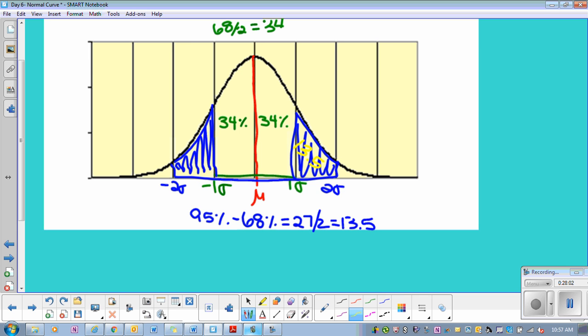You know what? I can't do that. So I'm just going to erase a little bit from here and just write that in. Yeah? 13.5. Use a different color. Yeah? Isn't that pretty good? Do you see what's happening?